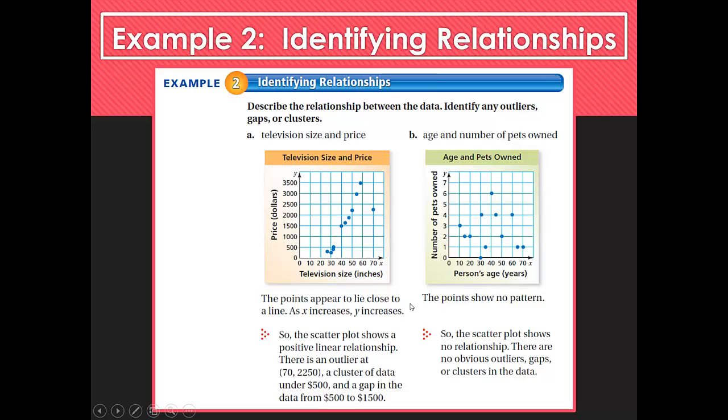For B, we're looking at the relationship between age and number of pets owned. The points show no pattern. If you look at this data, you can't just draw a line through the data. Can't draw a line. There's no curve that you could draw through the data. They have no pattern. The dots don't form anything. So the scatter plot shows no relationship. There are no obvious outliers, gaps, or clusters in the data.